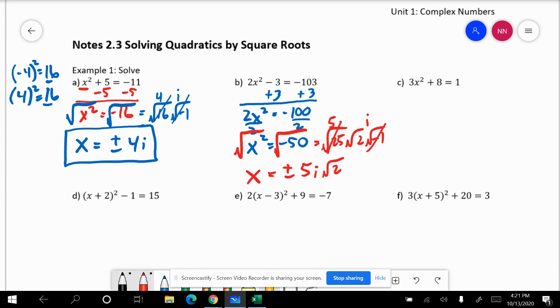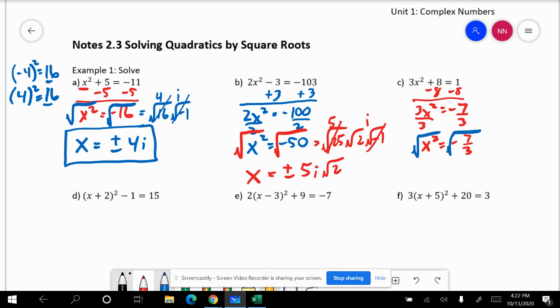Now, looking at letter C, the process is the same. We want to get the x squared by itself. So what we're going to do is subtract the 8, and we get 3x squared is equal to negative 7. We divide by 3, and that gives us x squared is equal to negative 7 over 3. Now, in order to get rid of the square, we do the opposite operation, which is the square root.